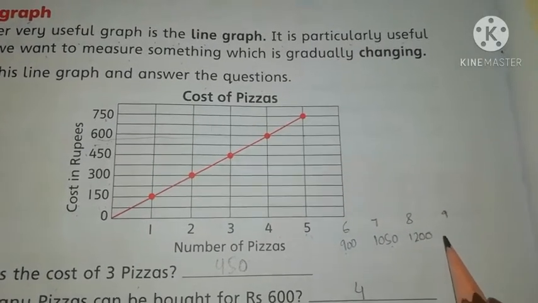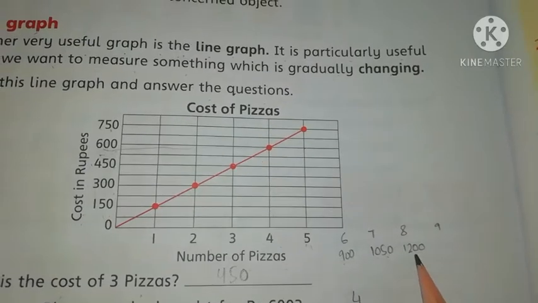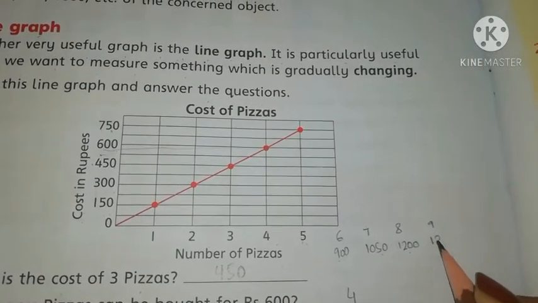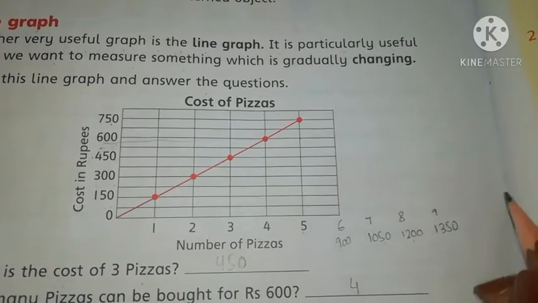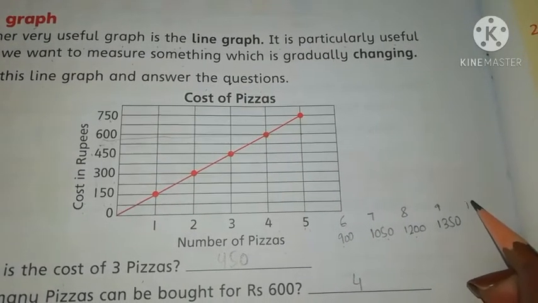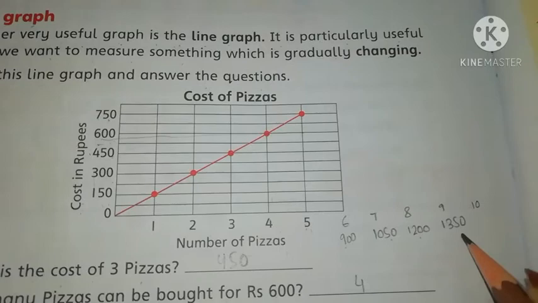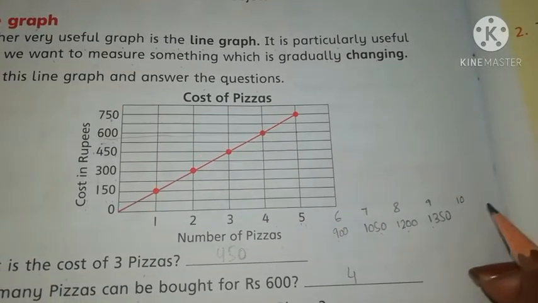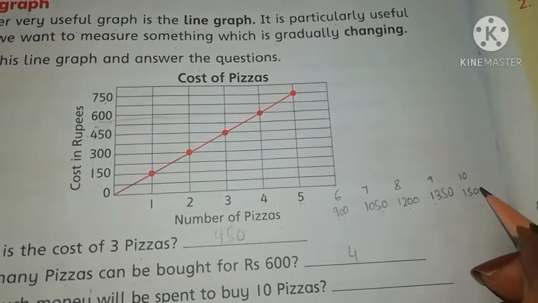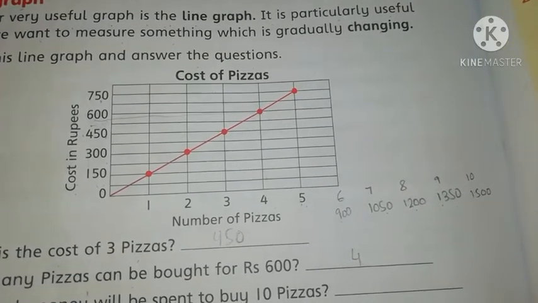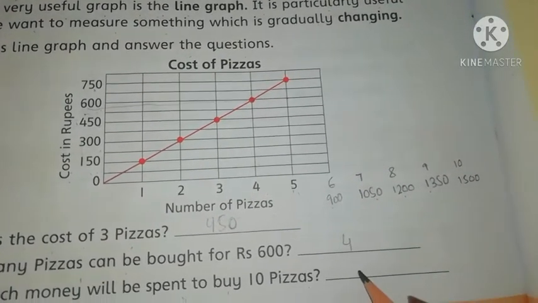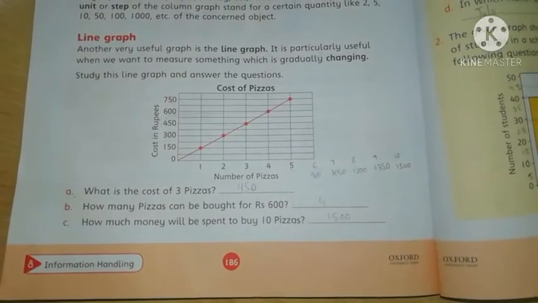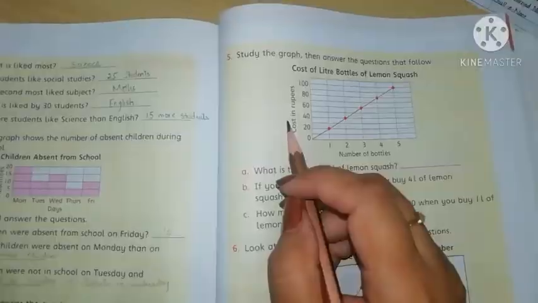Now we will find the cost of 9 pizzas. We will add 150 to 1200. So that is 1350. And the number of pizzas, that is 10, and we will find the cost of 10 pizzas. So we will add 1350 to 150. So that is 1500. So how much money will be spent to buy 10 pizzas? That is 1500. So dear students, let's move toward the exercise questions.